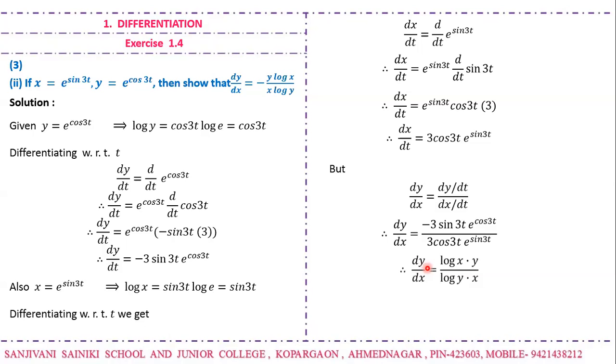And what you get? This sine 3t is nothing but log x, and cos 3t is nothing but log y. Again, e raised to cos 3t is y and e raised to sine 3t is x, given. So we got our result, dy by dx is equal to minus y log x upon x log y, as required.